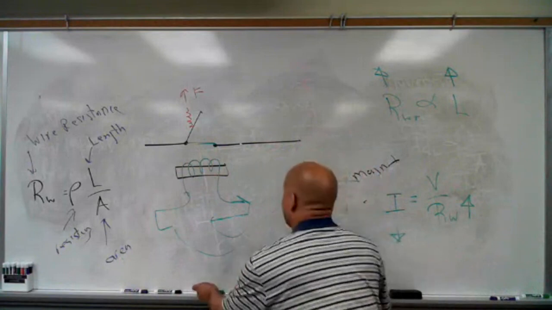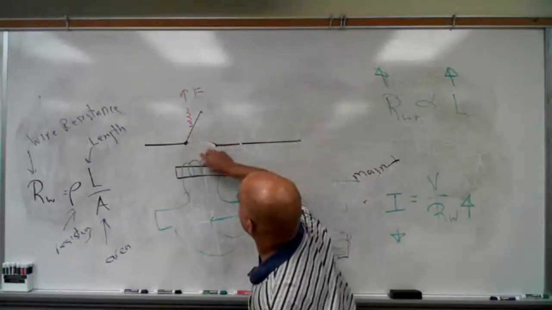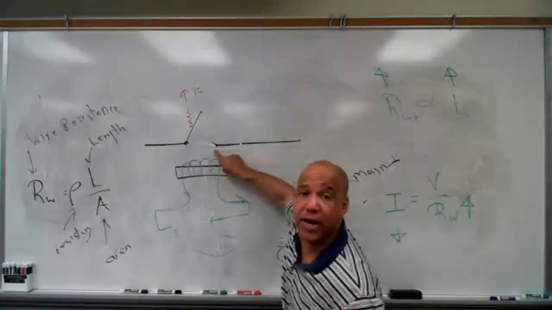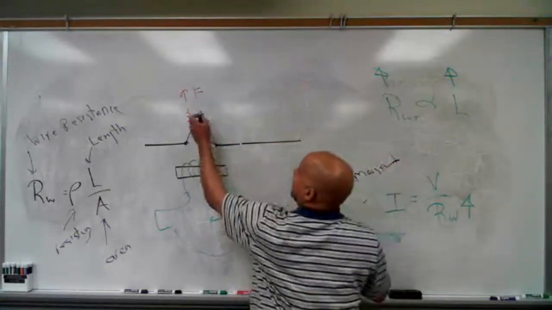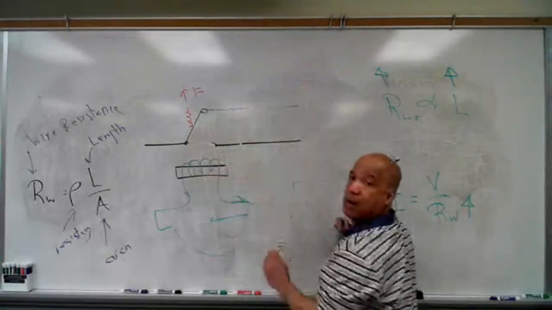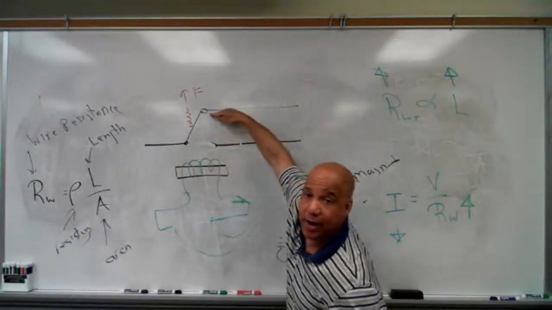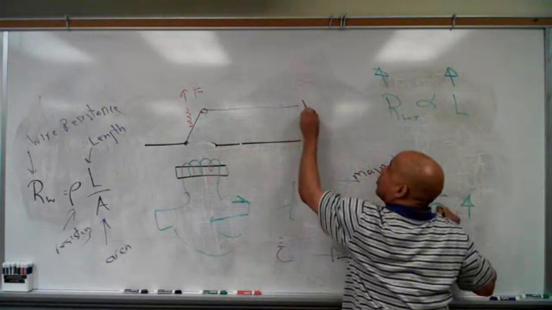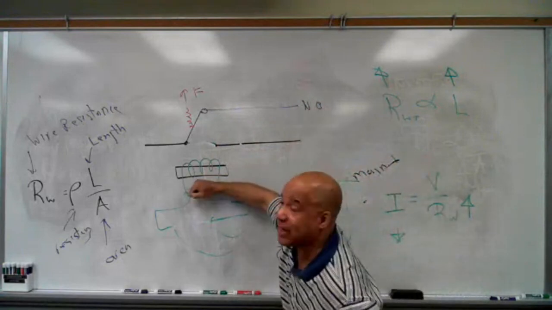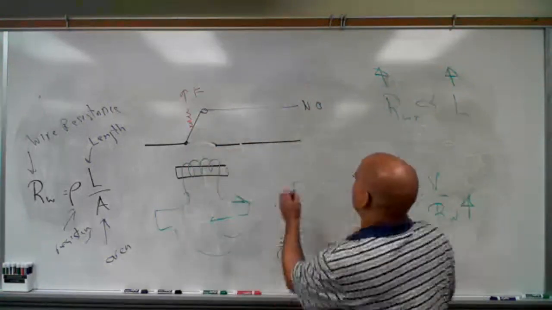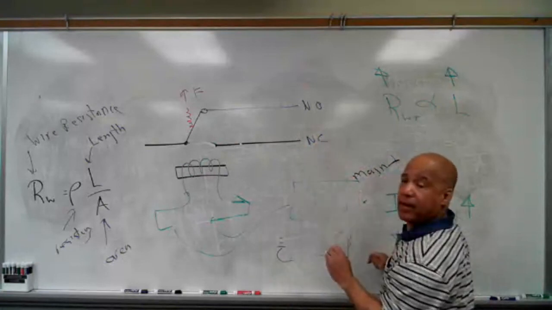Now, there's nothing stopping me. You can see that this is a normally open switch, but there's nothing stopping me from putting another contact right here. So when this is not energized, I'm here. This is called my normally open contact. If I energize this, this closes. This is called my normally closed contact.